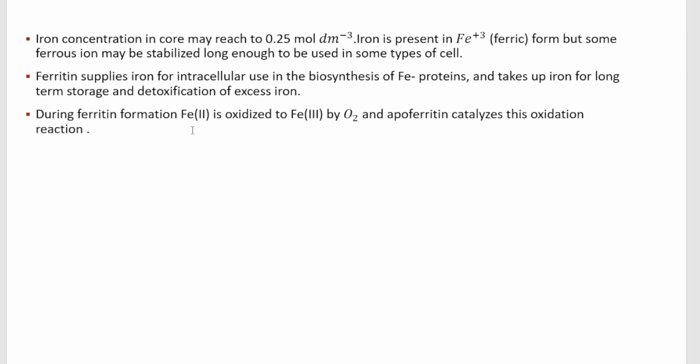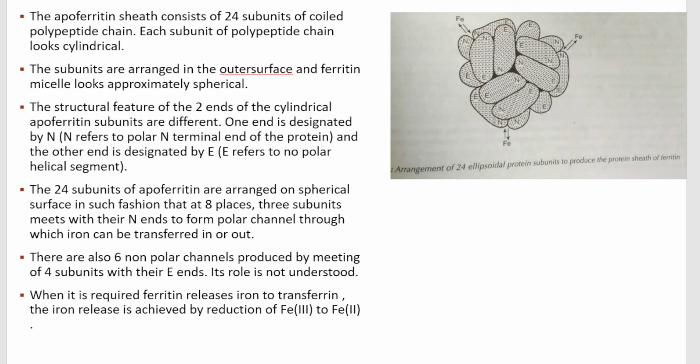And during the ferritin formation, Fe+2 is oxidized to Fe+3, because you know that in the ferritin core iron is stored in the form of Fe+3. So what actually happens in the body is that Fe+2 will be present, which is oxidized to Fe+3. This is done by oxidation, so oxygen is required, and this reaction is catalyzed by the protein sheath, which is apoferritin. So apoferritin catalyzes this oxidation reaction of Fe+2 to be converted to Fe+3.